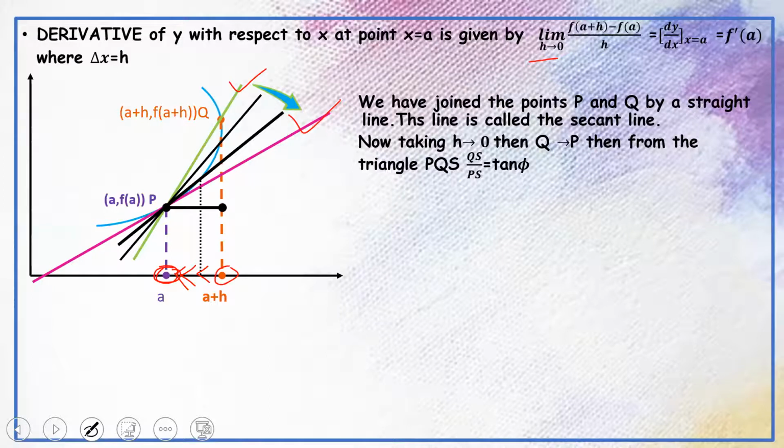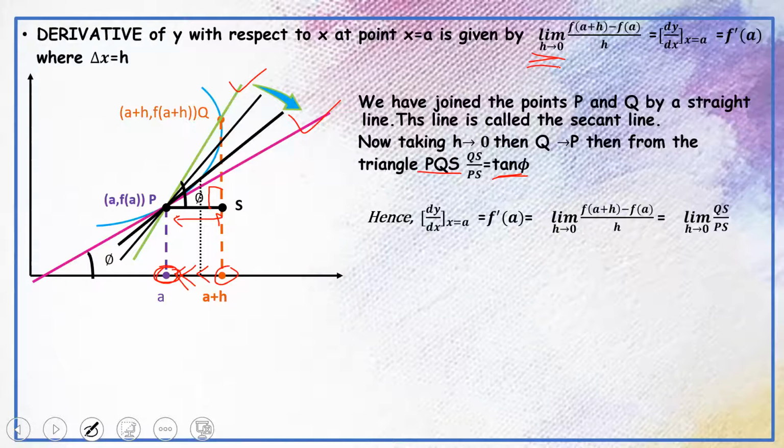Now, let's check this triangle PSQ, or PQS, whatever you want to say. It is a right angle triangle. Now, QS is the height, and PS is the base. That is height upon base, which is tan. That is, if this angle is phi, then we can say QS upon PS is given by tan phi. Now check this limiting value, that is the derivative of y with respect to x at a point x equals a.